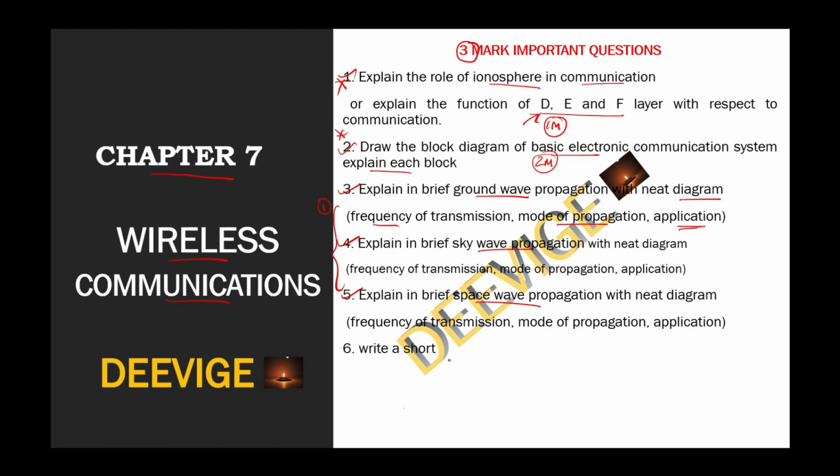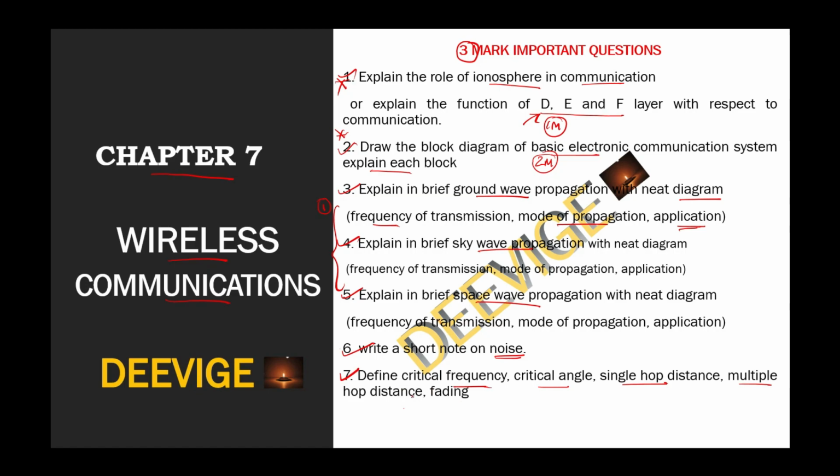Then the next question is, write a short note on noise. What is noise? How do you measure it? What are the types? What is the effect of noise? That you can write. Then define critical frequency, critical angle, single hop distance, multiple hop distance, fading, skip zone and skip distance. Any 3 will be asked for 3 marks, and these are very important questions. Along with that there may be a question based on this also.